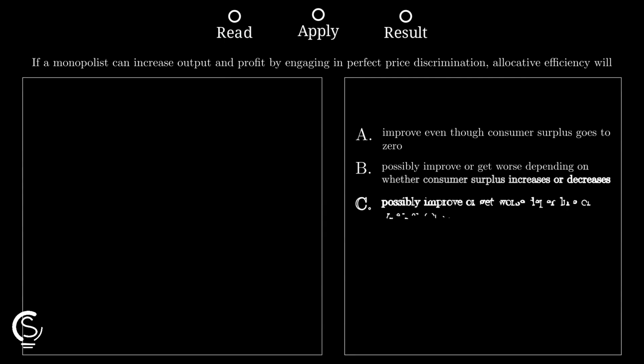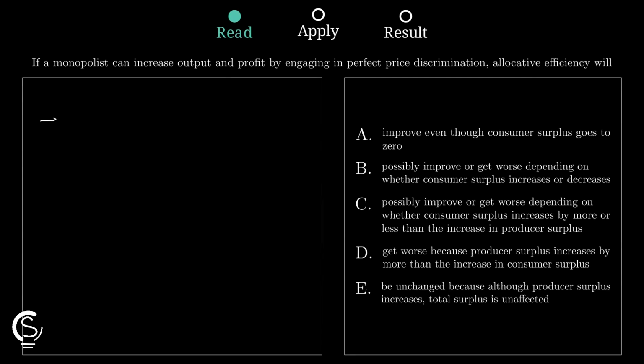In perfect price discrimination, the monopolist charges every single buyer their maximum willingness to pay. This means the demand curve effectively becomes the marginal revenue curve for the entire firm. This eliminates deadweight loss and expands output to the socially optimal level where price equals marginal cost.